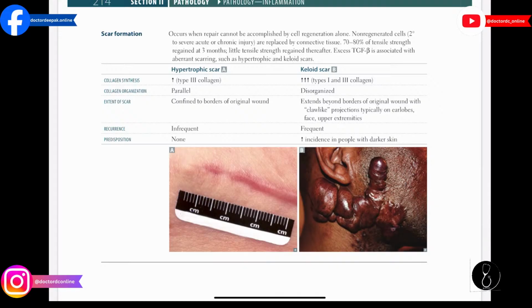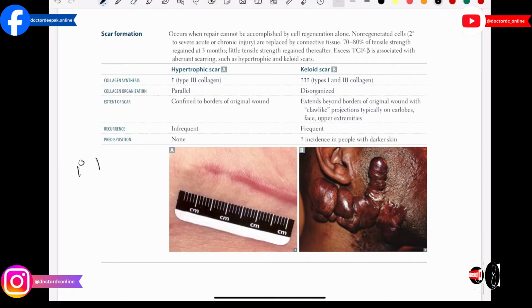But before starting this mechanism, we have to understand that in wound healing we have two main terms. One is primary intention, and second is secondary intention. We have to first understand these terms. Primary intention means the wound edges are brought together with the help of sutures, which will lead to minimal scar formation.